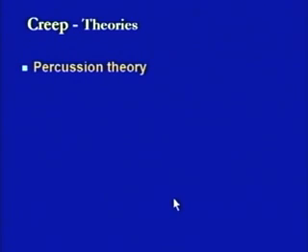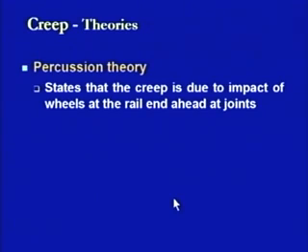Now, we look at another theory, that is percussion theory. The percussion theory states that the creep is due to impact of wheels at the rail end at joints. Now, this theory also is talking in terms of joints. What it says is that there are two rail sections jointed together using fish plates and bolts. At this location, as soon as any wheel comes, it will strike on the rail section which is placed in the forward direction.